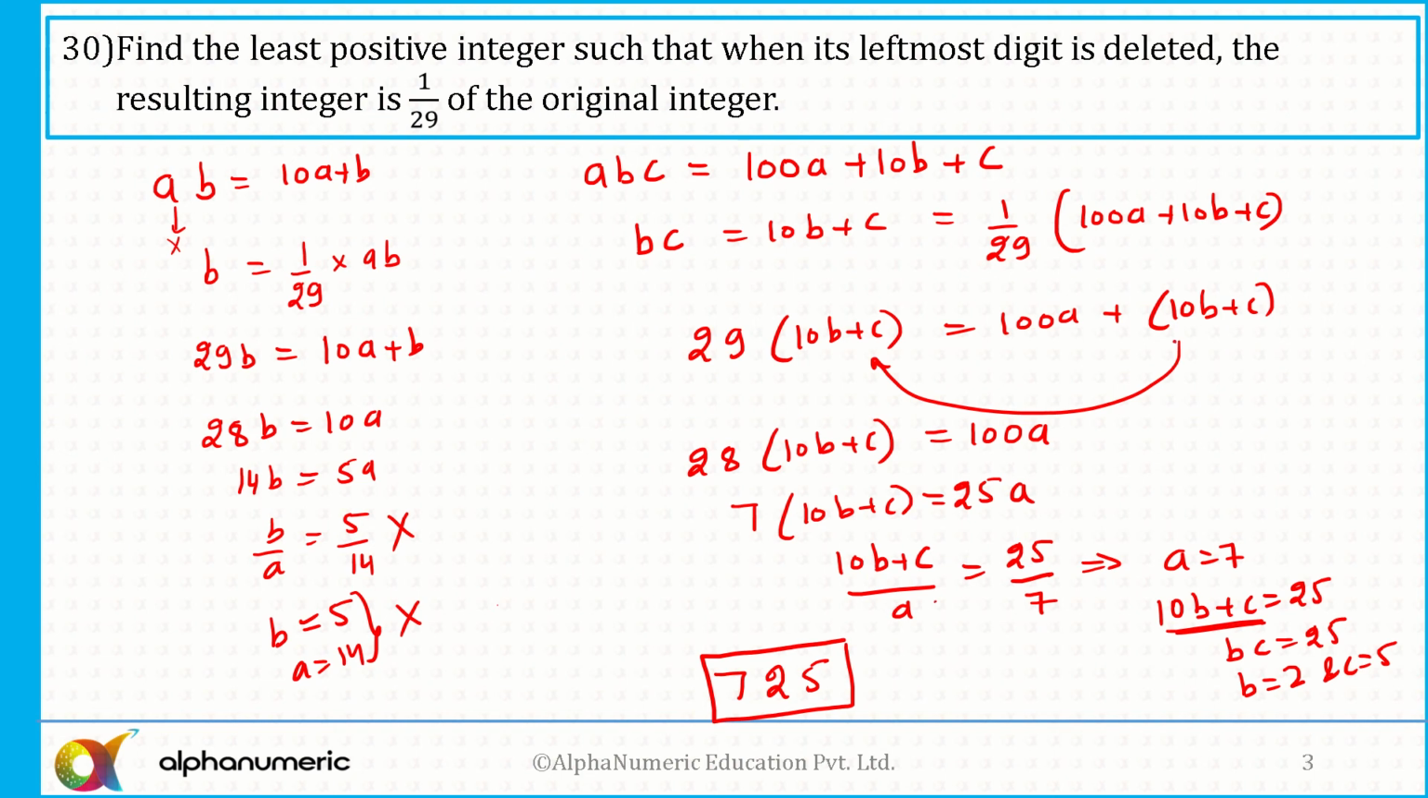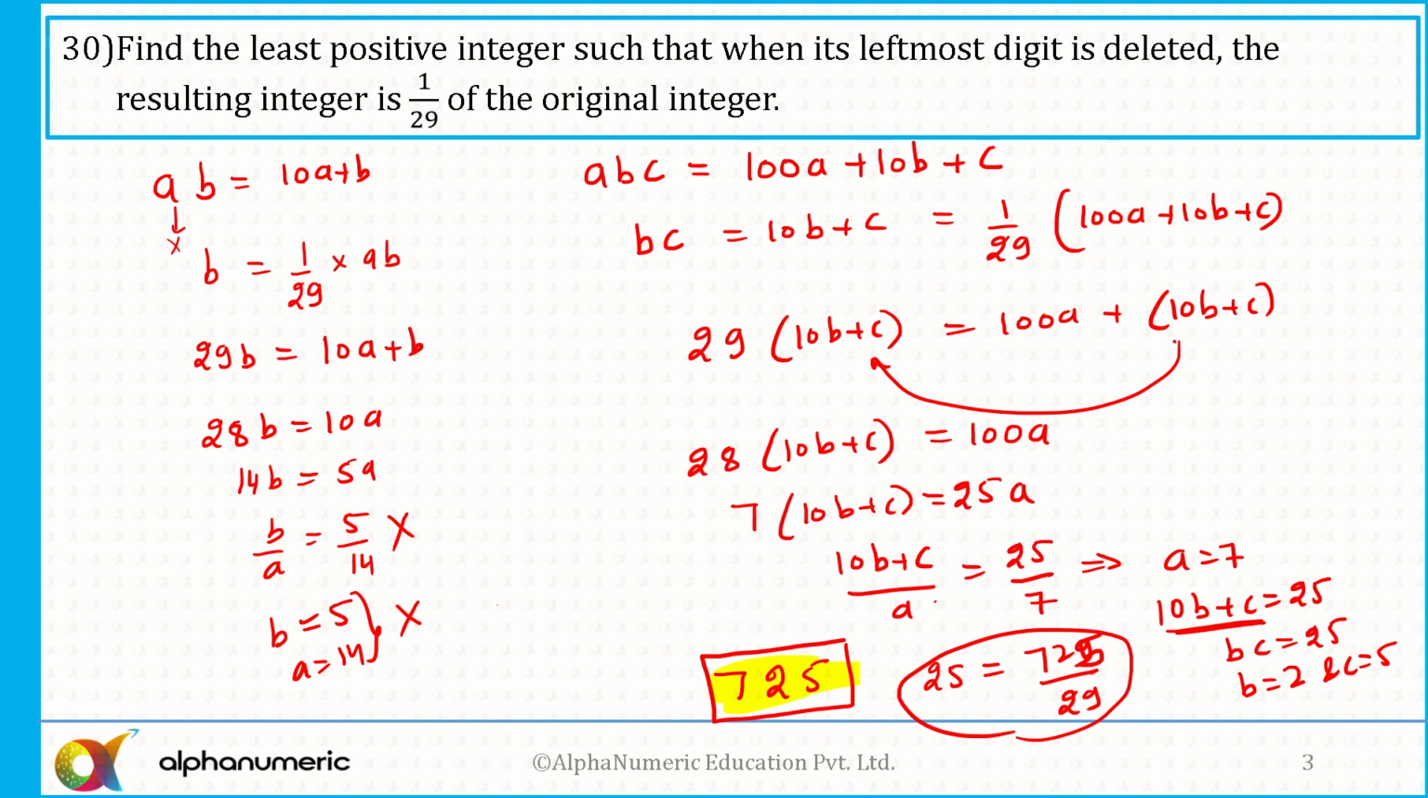Also you can see here, 725. The moment you remove the 7, what will I get? That is 25. And 25 is 725 by 29. So that's the correct answer. The answer of this question is 725, and that's the smallest one.